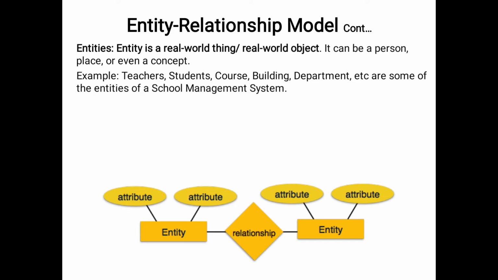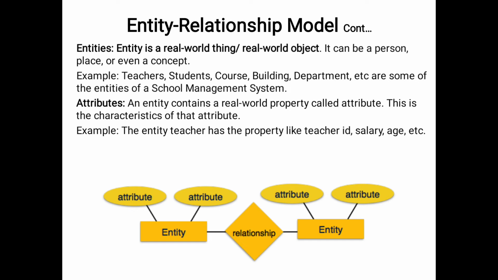Okay, so here I will consider one example. Teachers, students, course, building, departments are some of the entities of a school management system. Okay, so that is the meaning of entity. Now we will move to the attribute.